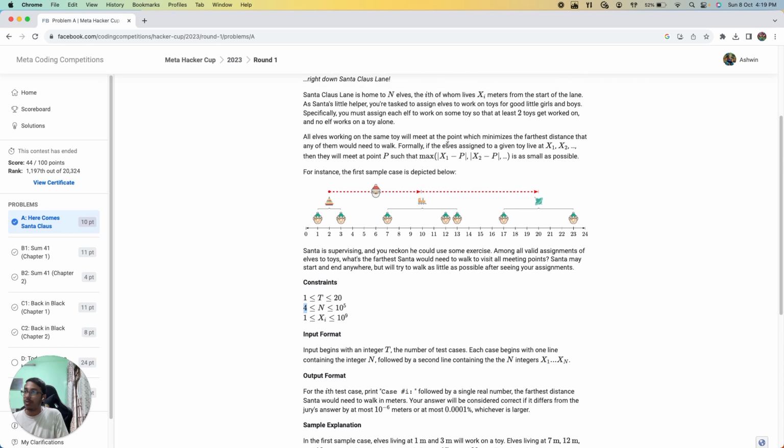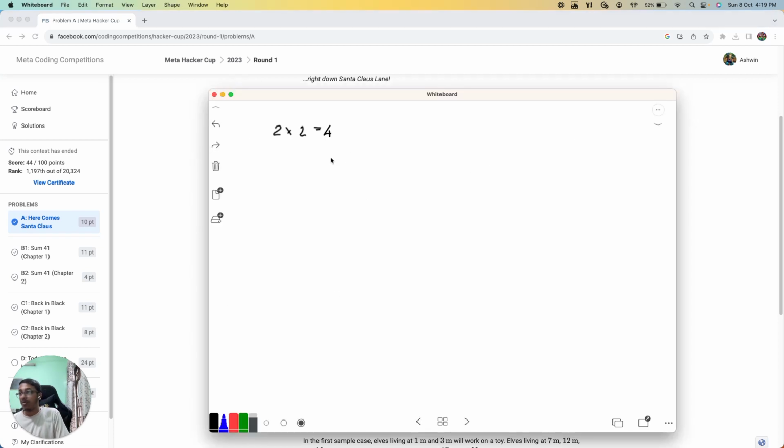Now comes the question: this point P that minimizes the maximum of these absolute differences. We have to find this point P. Suppose I discuss one group, where the entire group is working on the same toy. Suppose I have x1, x2, x3 and so on up to xi, and these elves are all working on the same toy. Where will they meet? Actually this point P will be the average of the extremes.